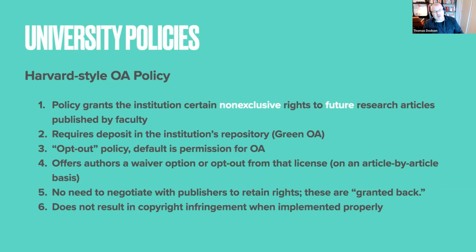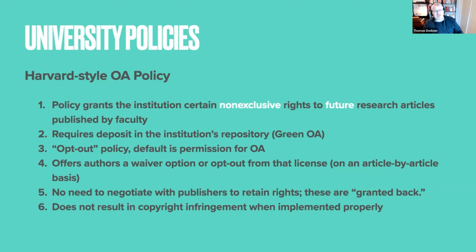Harvard style OA policy is what's called an opt-out policy, which means that the default is that permission is granted for open access to the institution, that non-exclusive license is granted by default, and that if faculty want to not have their article distributed in the repository under the open access policy, they have to take some action. So the friction is on the side of getting out of it. And we'll explain shortly that that's not really an inconvenience as some folks might think it could be.